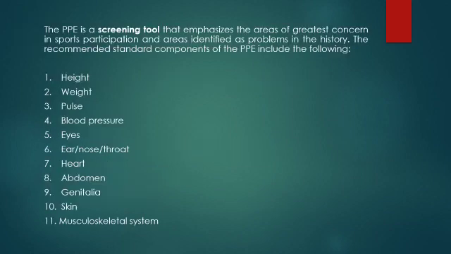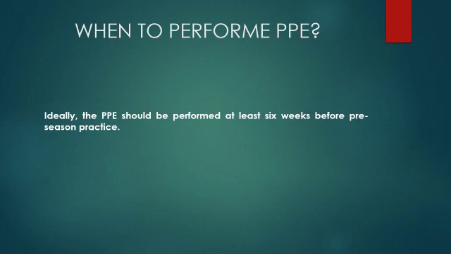PPE is a screening tool that emphasizes the area of greatest concern in sports participation, an area identified as problems in the history. The recommended standard components of PPE include the following: 1. Height, 2. Weight, 3. Pulse, 4. Blood pressure, 5. Eyes, 6. Ear, nose, throat, 7. The heart, 8. Abdomen, 9. Genital, 10. Skin, and 11. Musculoskeletal system.